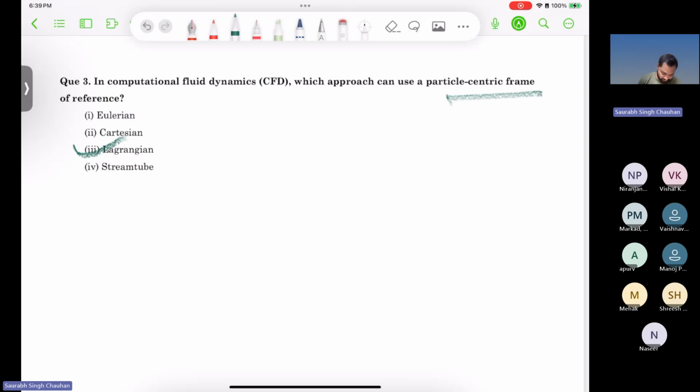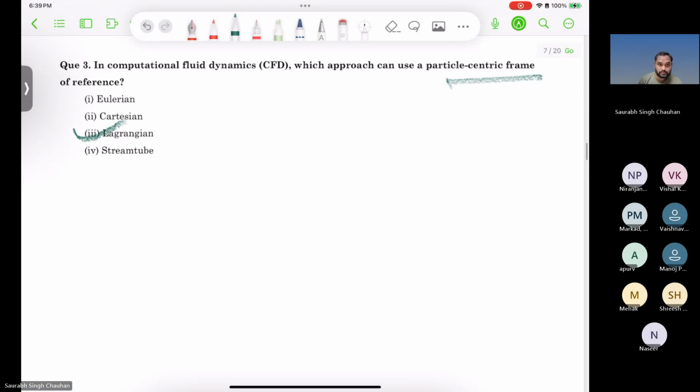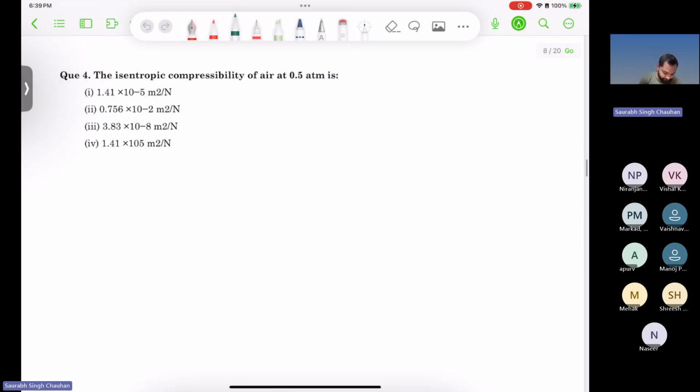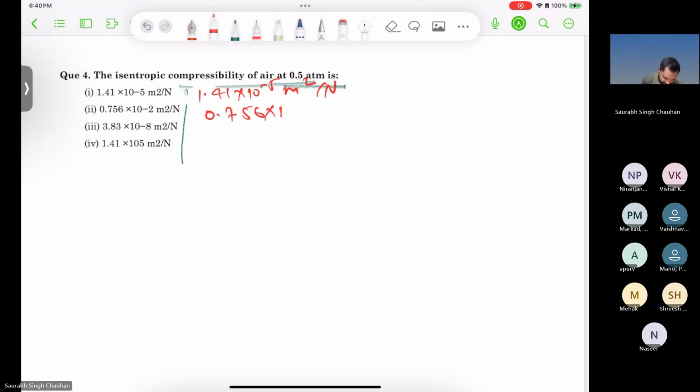So, anyways, we will move to question number 4. Question number 4 says the isentropic compressibility of air at 0.5 atm is. So there are 4 options. Please excuse me, this is 10 to the power minus 5. The first one is 1.41 into 10 to the power minus 5 meter square per Newton. Similarly, other options. Okay.